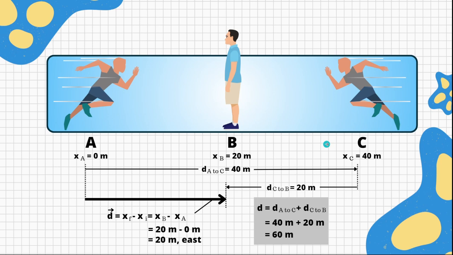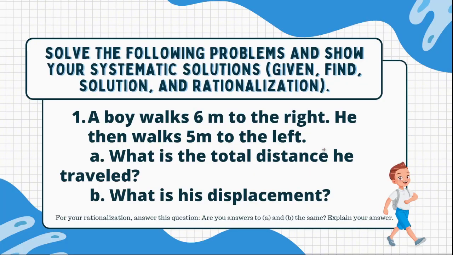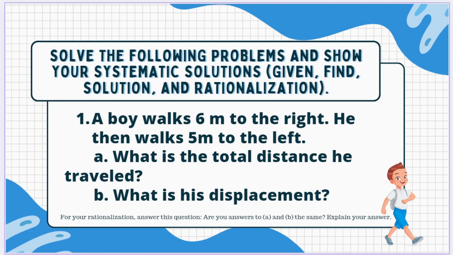Okay, so next, let's try a sample problem. Okay, so again, a boy walks 6 meters to the right. He then walks 5 meters to the left. Letter A, what is the total distance he traveled? And letter B, what is his displacement?